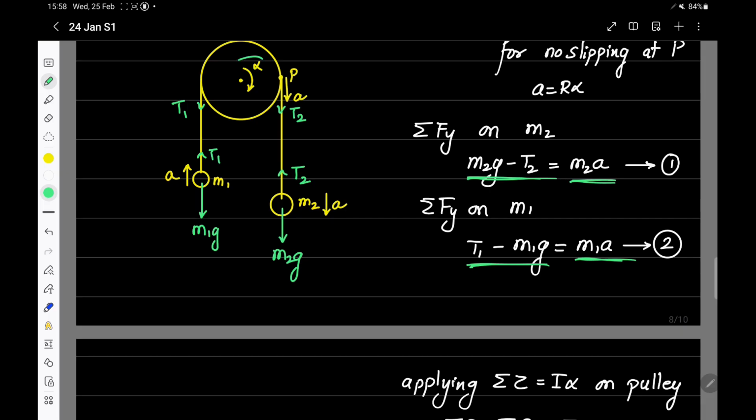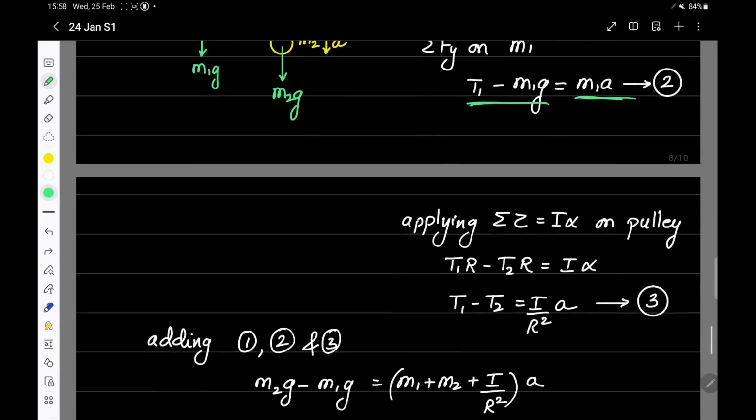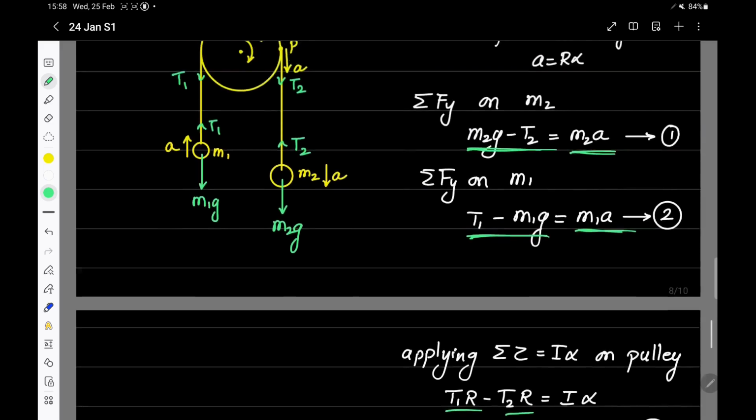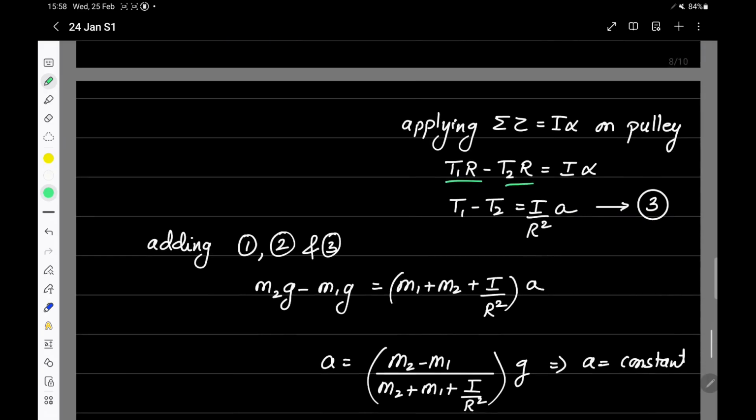Next, we shall apply Newton's law of rotation on the pulley. So the rotating torques are T1R minus T2R. I think here also we need to change the order. So here T2R is actually rotating it clockwise and T1R is rotating it anti-clockwise. So T2 minus T1 is equal to I by R square into a. This is my third equation.